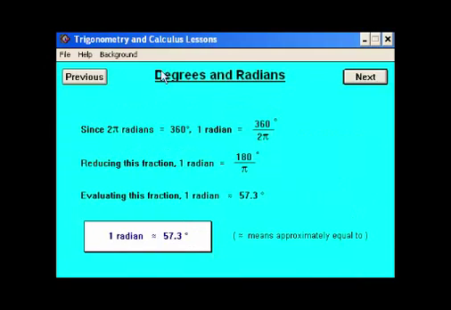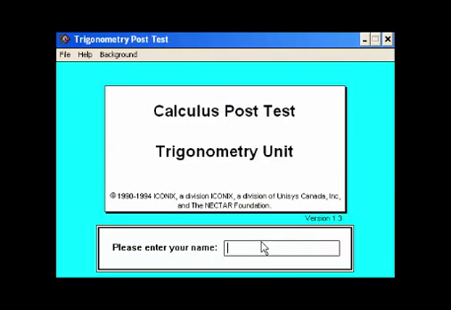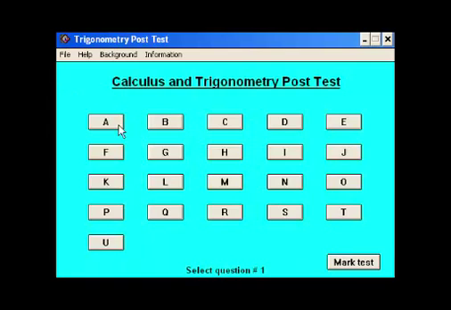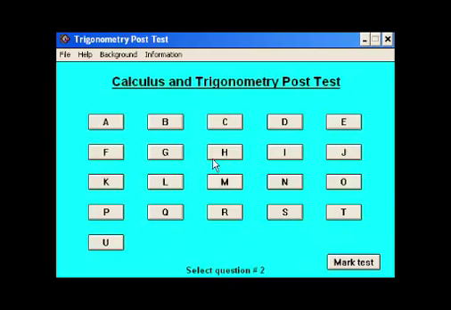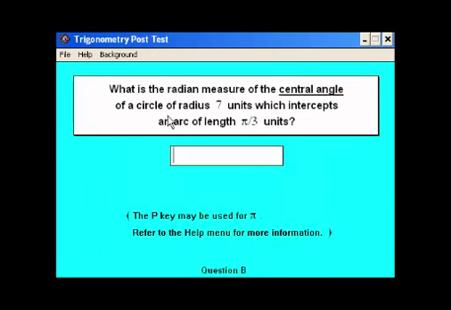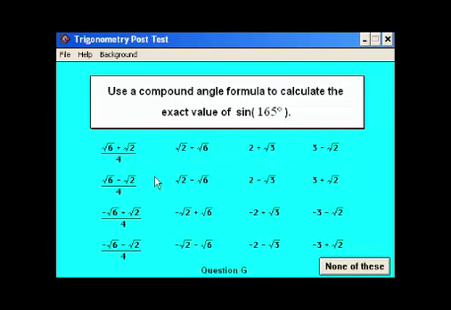After going through the lessons, we will then do a formal test. If we did all those lessons, we go to the trigonometry post test, enter our name again and we get our blocks from A to U. We get different types of questions under each block. Let's take the first one, block A. We get our question, we enter our answer. Let's take block B, we enter our answer, and let's take G for instance, and K.